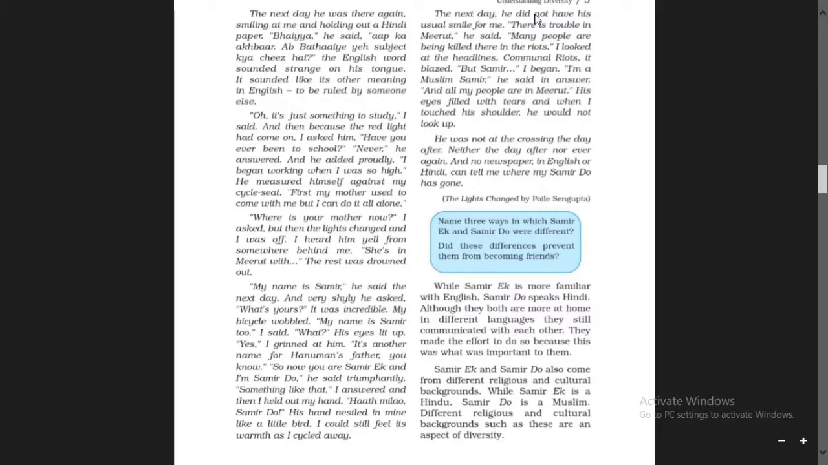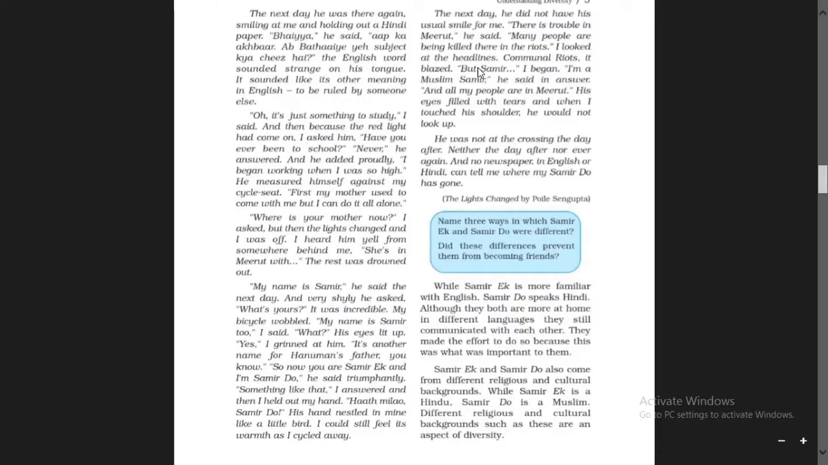The next day he did not have his usual smile for me. Another day, as the boy who was riding the cycle reached there, he found that he did not have his usual smile for him. There is trouble in Meerut, he said. Many people are being killed there in the riots. Riots means quarrel between two communities of people.